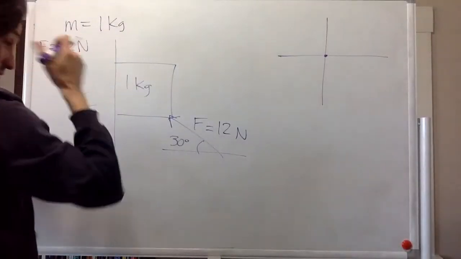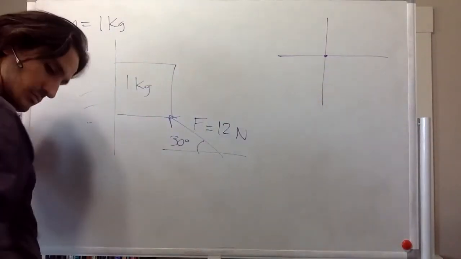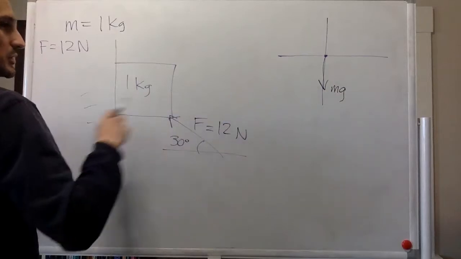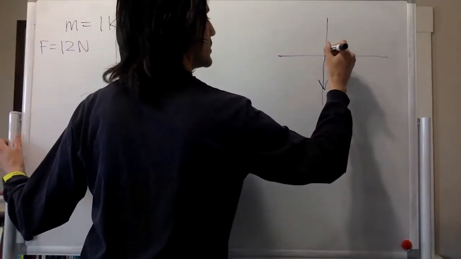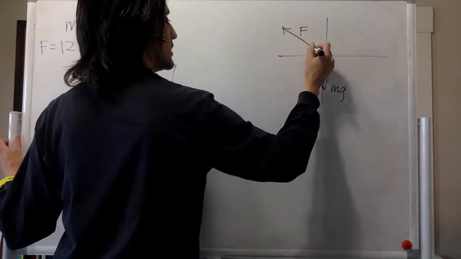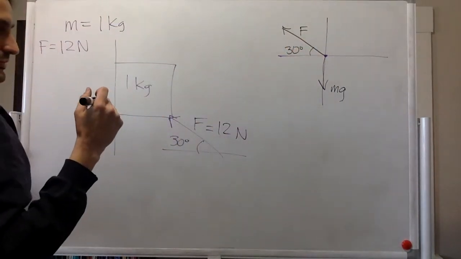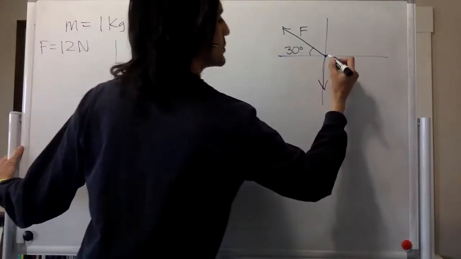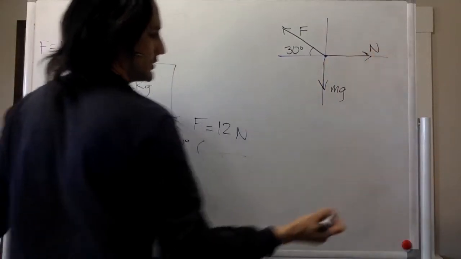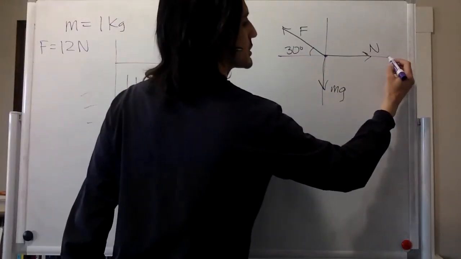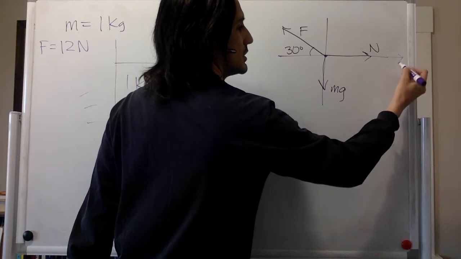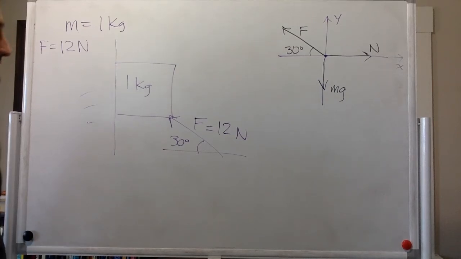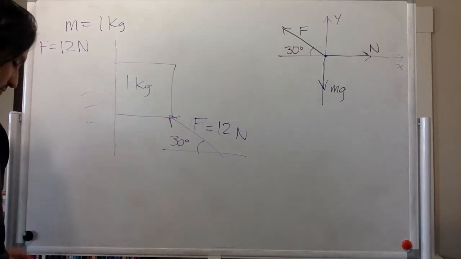I'm gonna put it over here. We have gravity acting straight down. We have this 12 newtons force, just call it F. This angle here is 30 degrees. If you are pushing against the wall, the wall is pushing against you. So there's a normal. And interestingly, in this case, the normal is in the horizontal direction because you're pressing against the wall as opposed to against the ground. So force normal, weight.